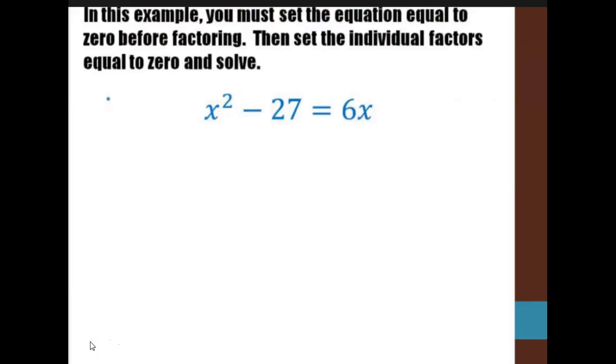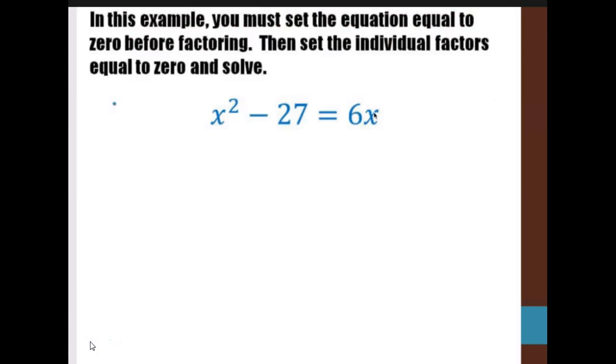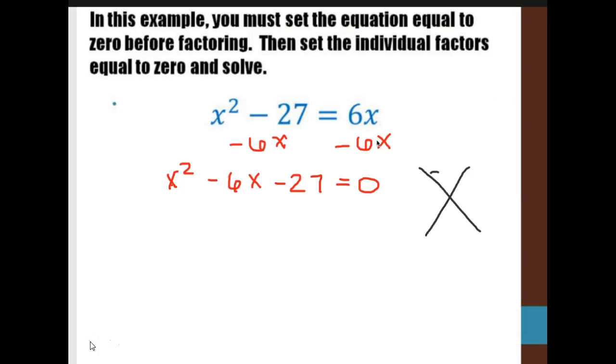So in this example, once again, we need to set the equation equal to 0. So I'm going to move this 6x to the opposite side. Our equations need to be in standard form, meaning it goes x squared, then x, then the constant. We're going to factor it, so two numbers that multiply to negative 27 and add to negative 6. So that's a negative 9 and a positive 3.